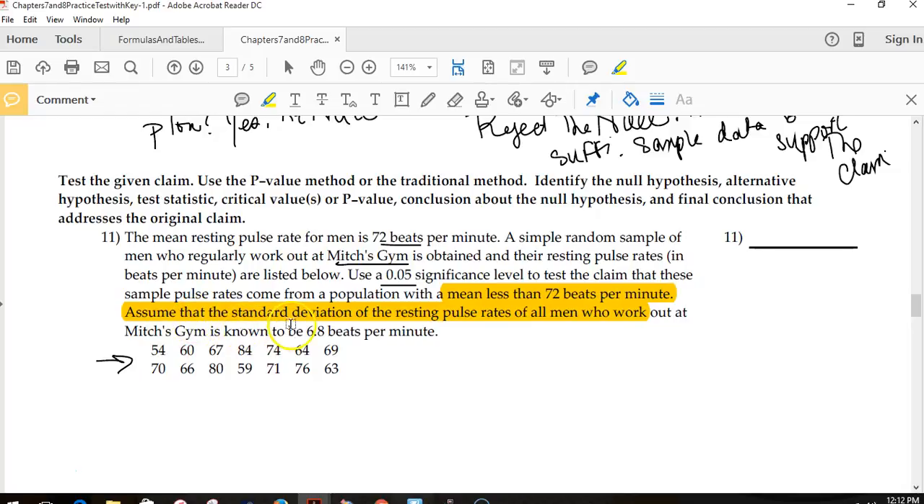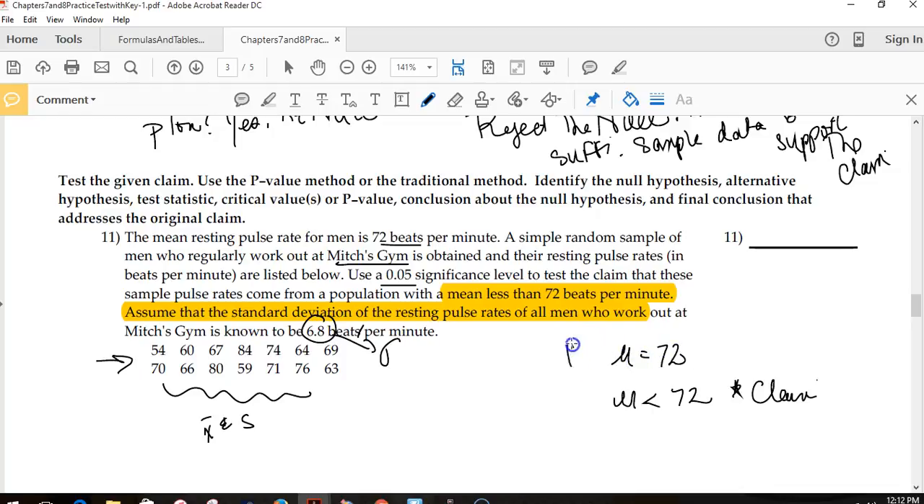Assume that the standard deviation for the resting pulse rates of all men who work out is known to be 6.8. That's important because that's sigma. What we get from in here is just sample data, so that's going to be X bar and S. I want to test the claim that the pulse rates come from a population that is less than 72. That's my claim. The opposite of less than is greater than or equal to, and if you say equal to, you know you have the null. So there's my null and my alternate.